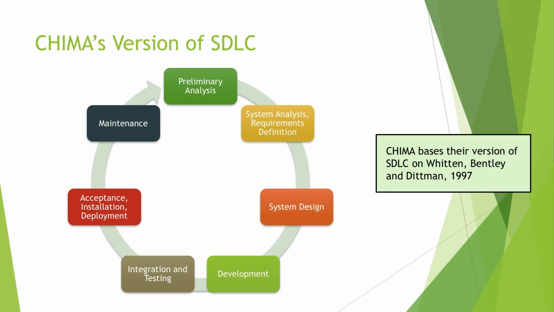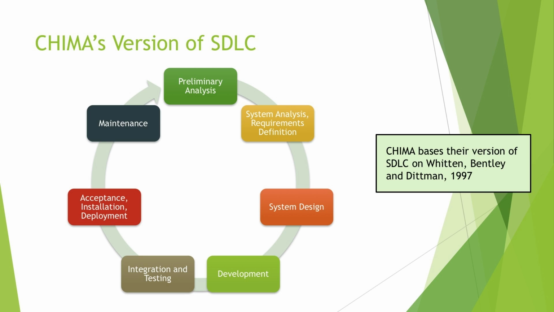This is where you get buy-off from your stakeholders that what you have developed is what they expected. Your installation step, where you physically or electronically install the hardware and software, and the deployment, which is when you put that installed software into production. And we'll talk a little bit more about the differences between installation and deployment. Once it's out there being used, you then move into the maintenance phase.